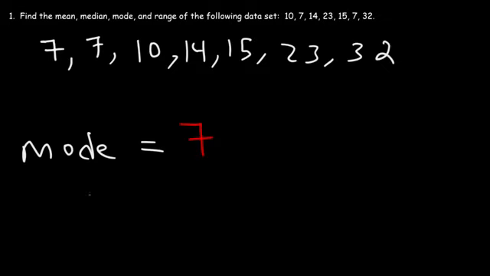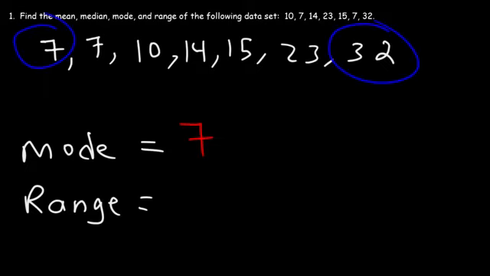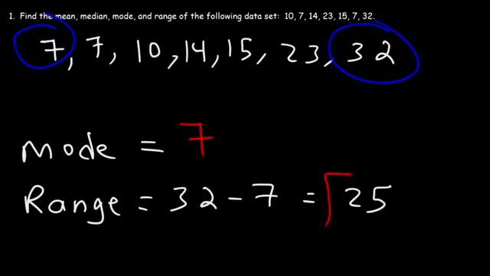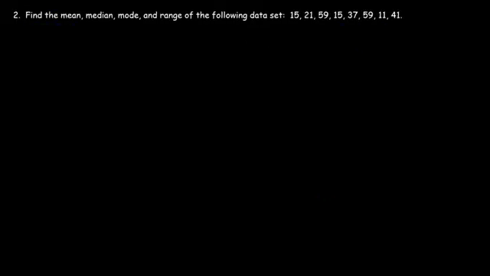Now what about the range? The range is simply the difference between the highest number and the lowest number. So it's going to be 32 minus 7, which is 25. And so now you know how to find the mean, median, mode, and range of a data set.